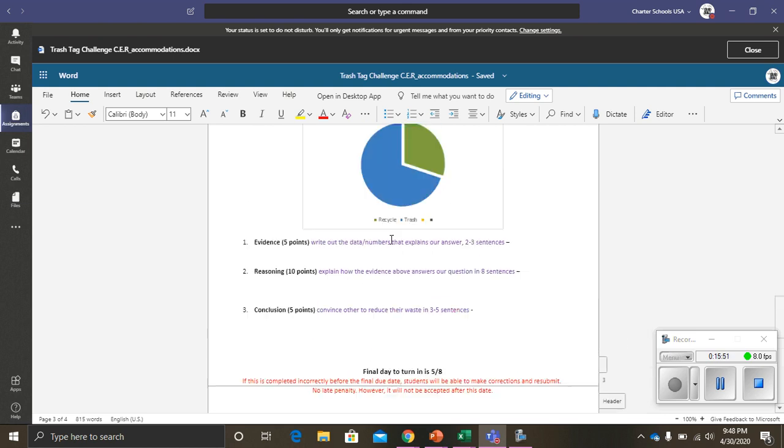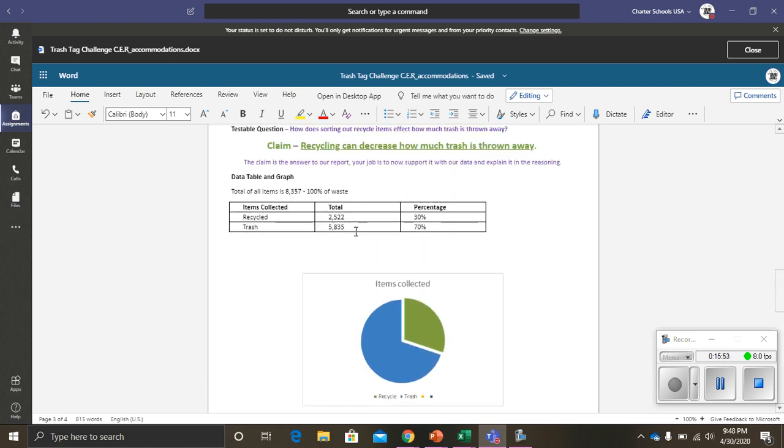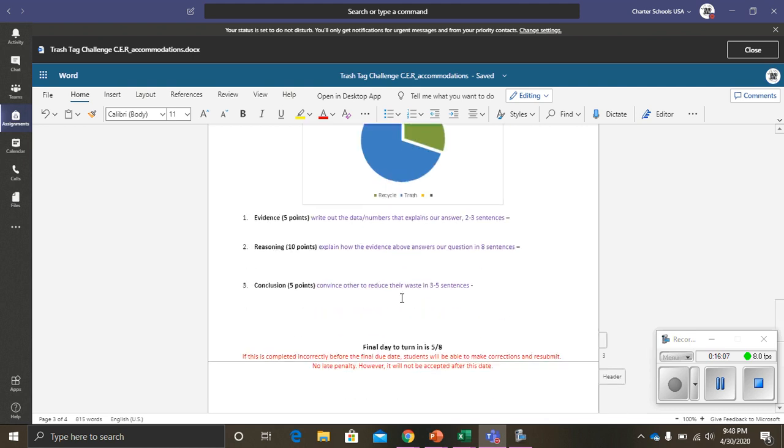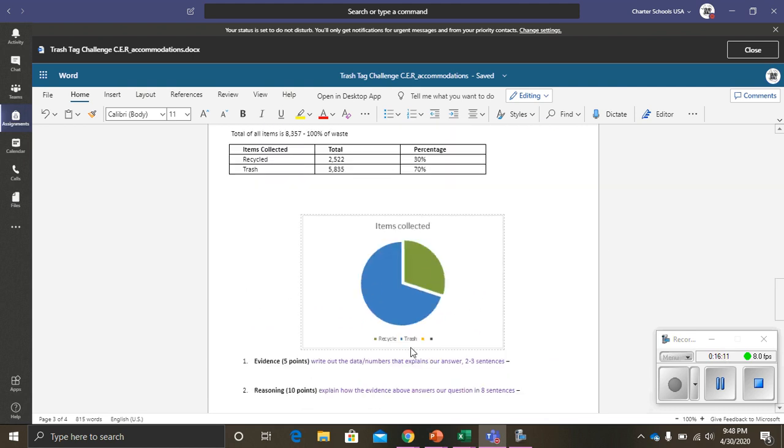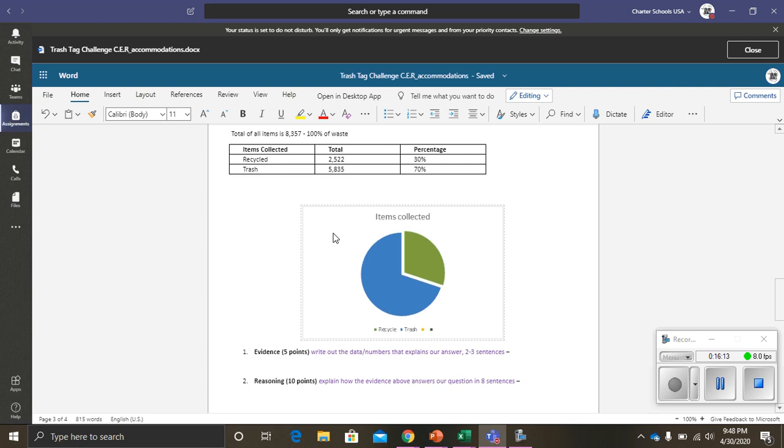Reasoning is going to explain everything I just said. You're going to actually write those words out. The recycling was this much, and that was 30% of our overall waste, which means it's not going to go into a landfill, and this much trash. You're going to explain that in 8 sentences. You're going to explain why it looks this way. You can use the pie chart too as an example.